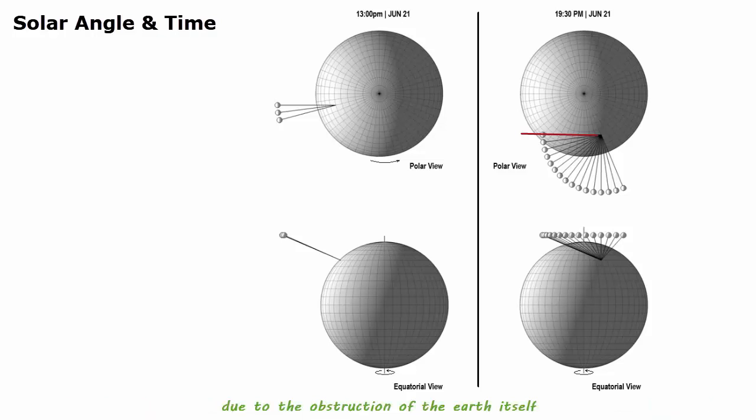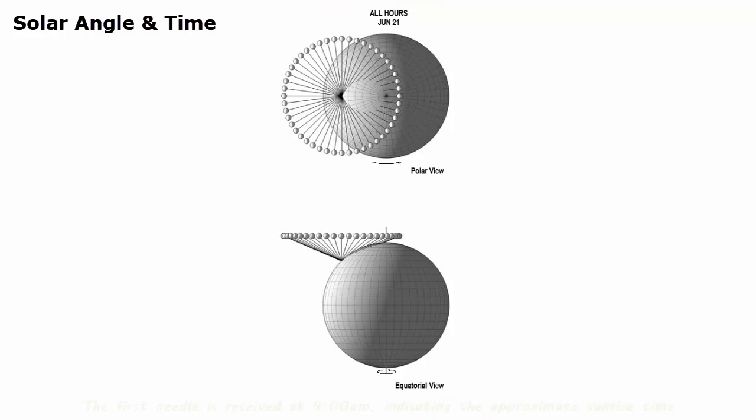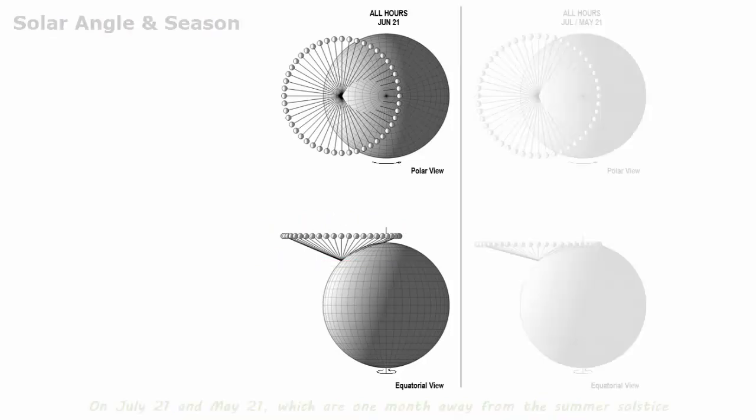due to the obstruction of the Earth itself. This is showing all 48 needles received on June 21st, each representing 30 minutes. The first needle is received at 4 a.m., indicating the approximate sunrise time. The last needle is received at 8 p.m., indicating the approximate sunset time. All needles received on June 21st form a cone-shaped cluster.